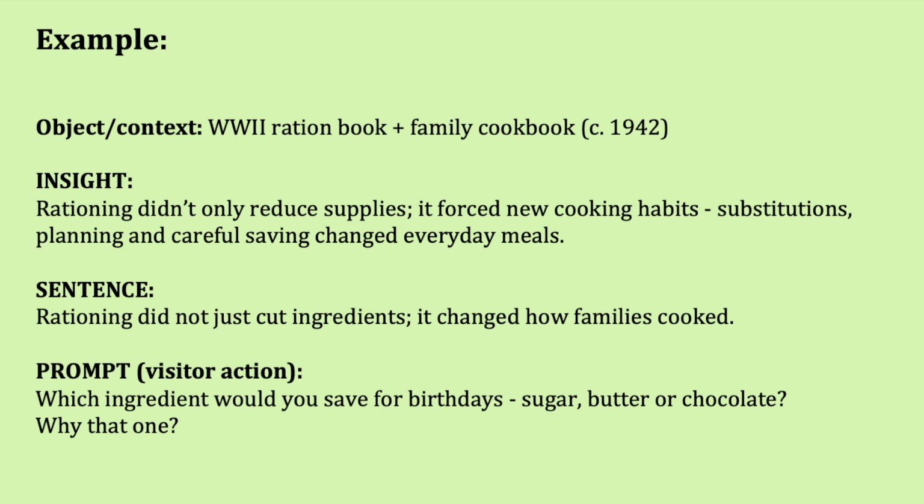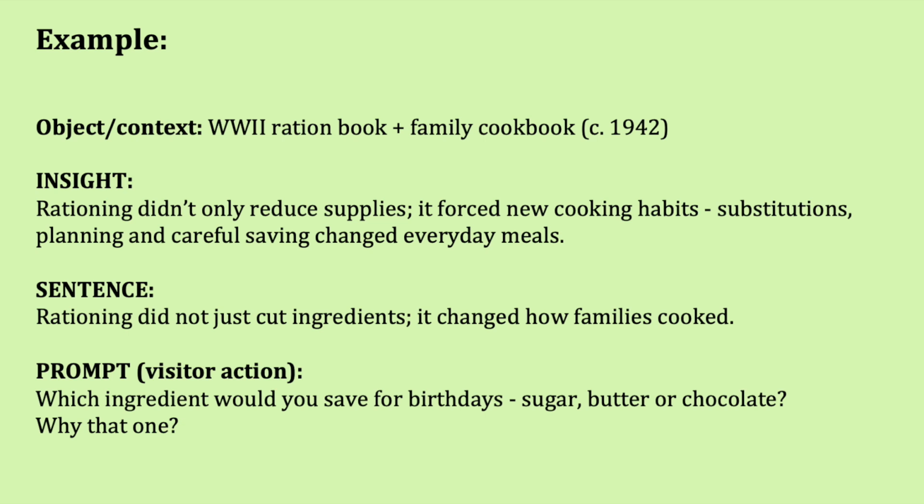So let's say you have an object. It can be a Second World War ration book or a family cookbook or something from maybe around the 40s. Then you have a piece of insight. Remember, that's the meaning from your historical fact. So, for example, rationing didn't only reduce supplies, it forced new cooking habits. Substitutions, planning and careful saving changed everyday meals. So that's an insight that's based on the historical facts. Now, your sentence can be as simple as: rationing did not just cut ingredients, it changed how families cooked. That's the sentence you have created from your piece of research.